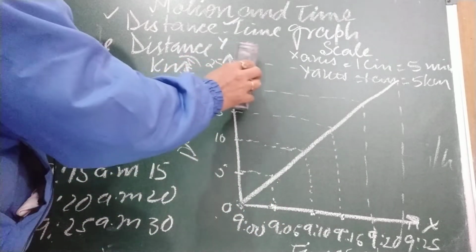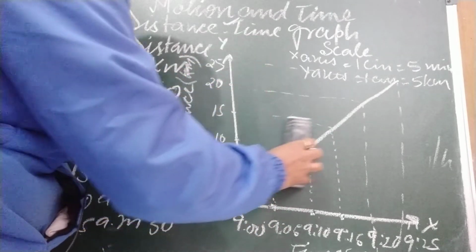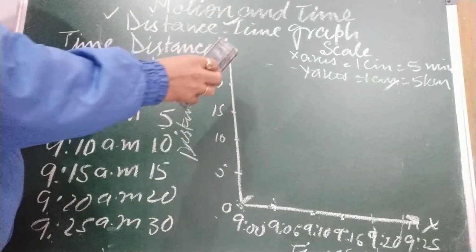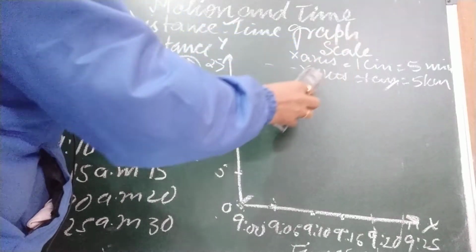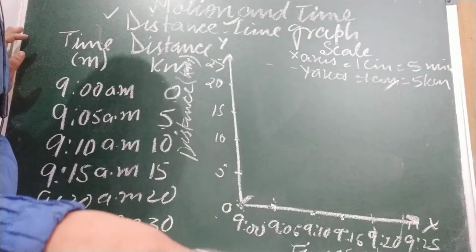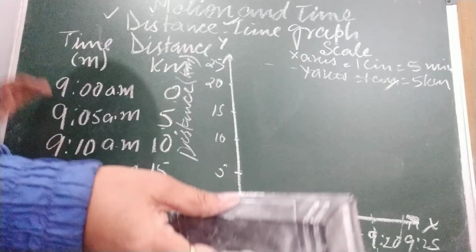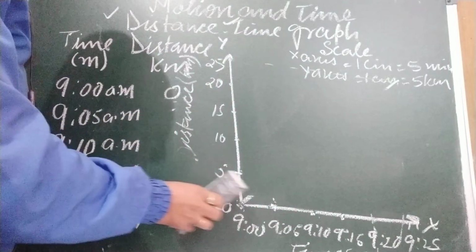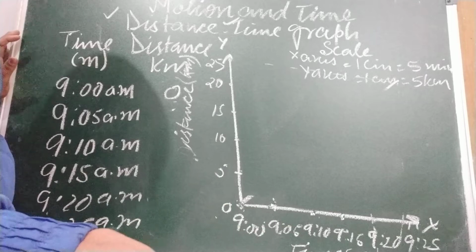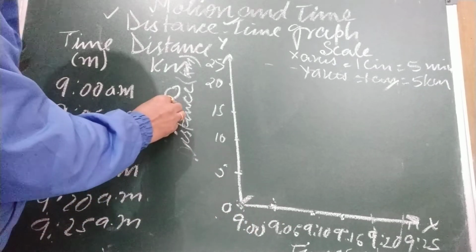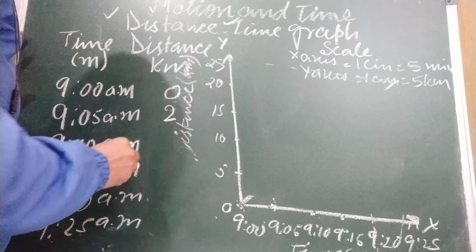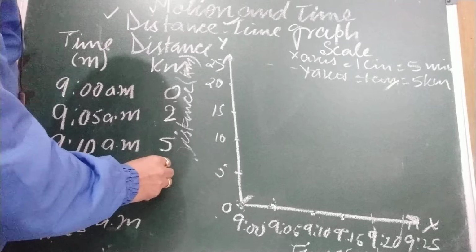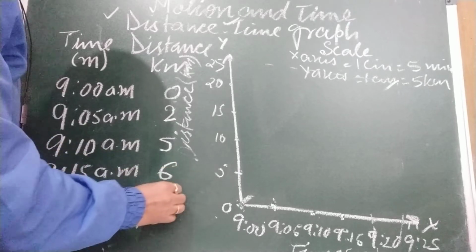Now we are coming to the other graph, distance time graph for non-uniform motion. Here we have taken the same timings, but we are seeing the car is covering different distance in different time. Like in 5 minutes it has covered 2 kilometer. In another 5 minutes it has covered 5 kilometer.